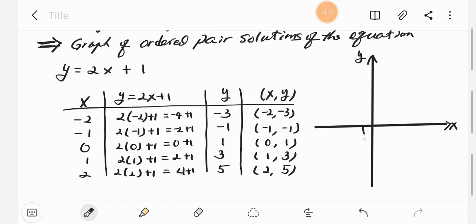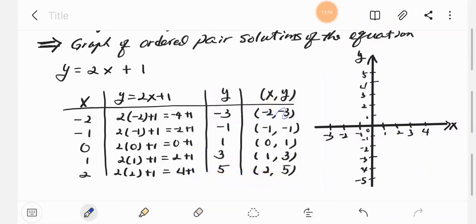So -1. Okay, let's set this -1, -2, -3. And this is 1, 2, 3, 4. Okay, 1, 2, 3, 4, 5. Okay, let me write it something like this: -1, -2, -3, -4. All right, so from here, let's plot the points.